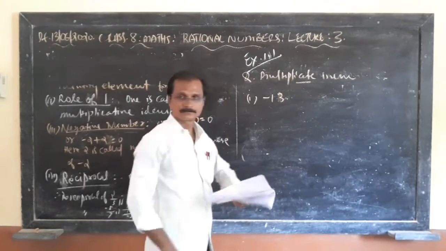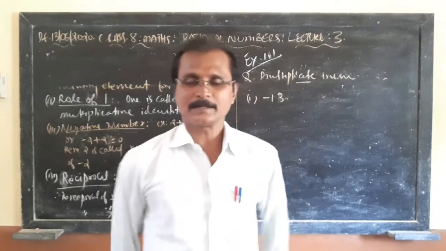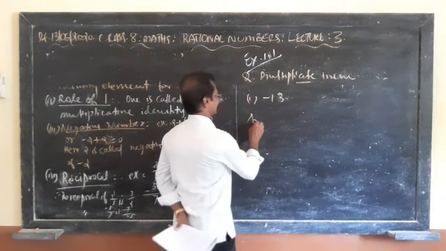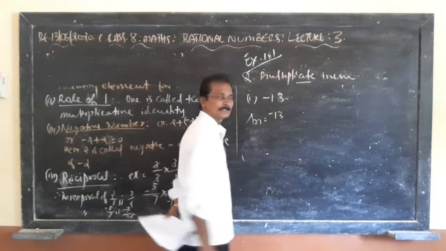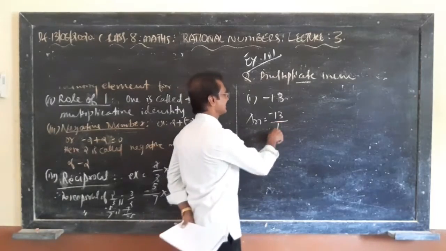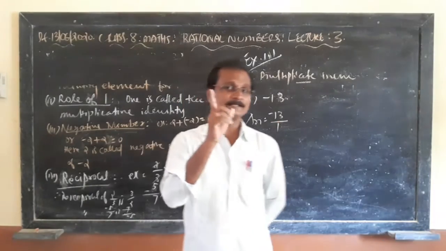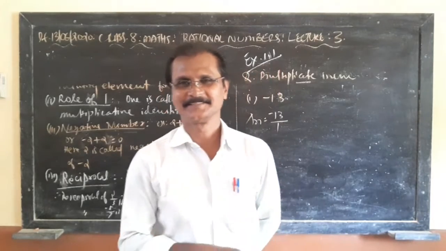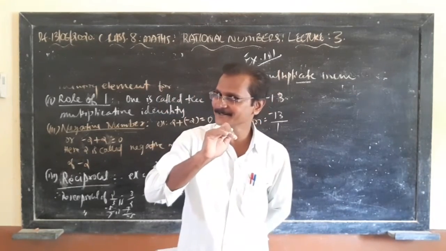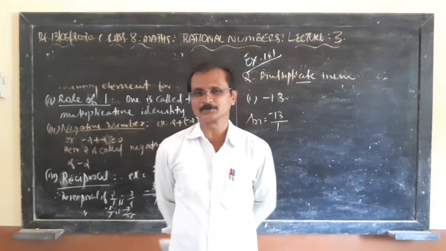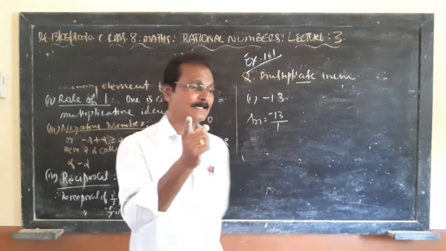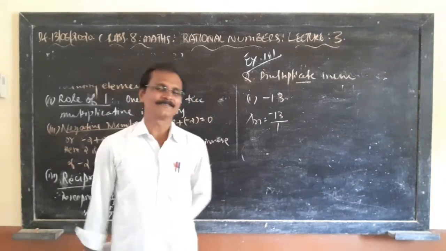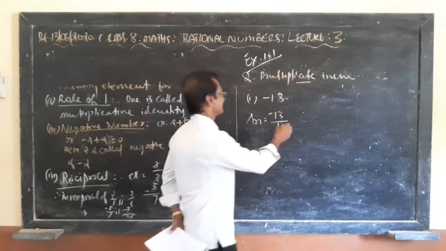Minus 13. How to find the multiplicative inverse? You can write minus 13 as minus 13 upon 1. Every integer has an unwritten denominator 1. Every number has an unknown denominator, that you need to remember. So 13 you can write as 13 upon 1. Then what will be the answer?